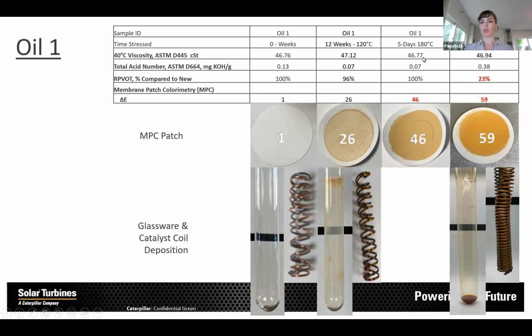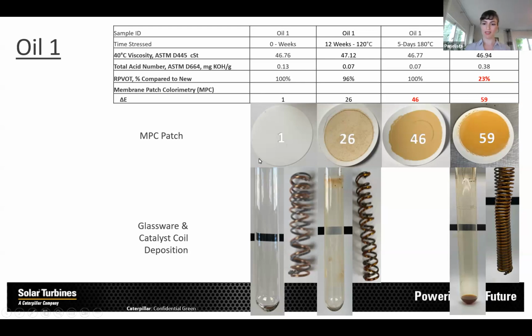Once we move on to the 5 days of 180 degrees Celsius test, this is where we start to see that jumping from 120 to 180 degrees Celsius, even though we are stressing the oil for a much shorter period of time, the MPC is jumping up considerably. So we are accelerating certain degradation mechanisms much more.